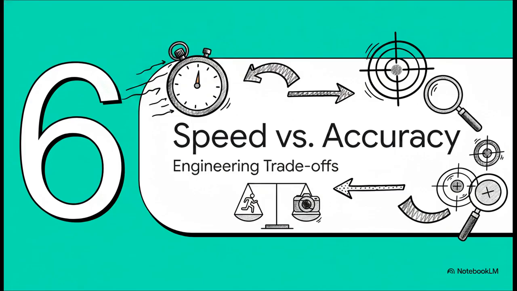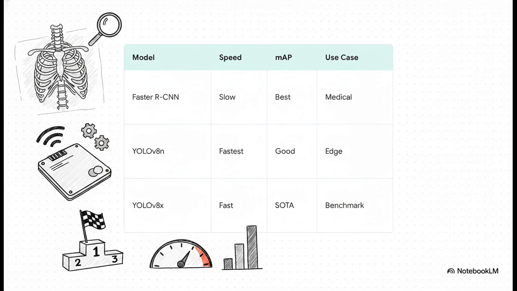Okay, we've reached our final section, Section 6. It's time to synthesize all this knowledge into some real-world engineering decisions by looking at speed versus accuracy. Looking at the options, your choice of architecture really depends entirely on your specific real-world stakes. If you're doing something like medical imaging, you probably want Faster R-CNN. Yeah, it's slow, but the accuracy is the absolute best. And in that scenario, speed isn't the priority. But if you're deploying to a Raspberry Pi or some edge device, you want YOLOv8n, the nano version. It's the fastest option out there and still gives you really good accuracy. And if you need a solid mix of fast performance and state-of-the-art accuracy for benchmarking, then you bump up to the larger YOLOv8x model.